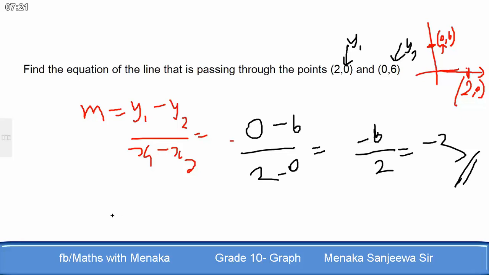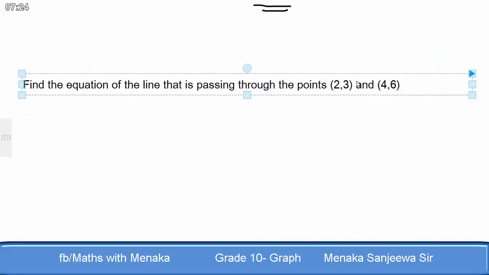The point is 0, 6, so the y coordinate is the intercept. The equation is y equal minus 3x plus 6.